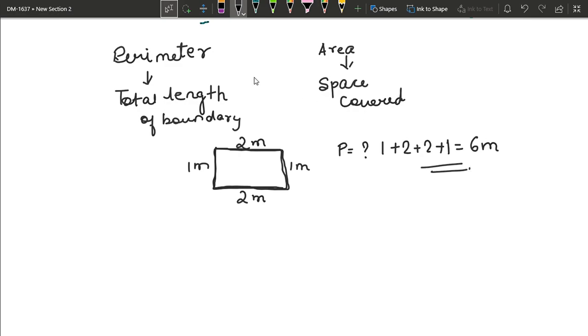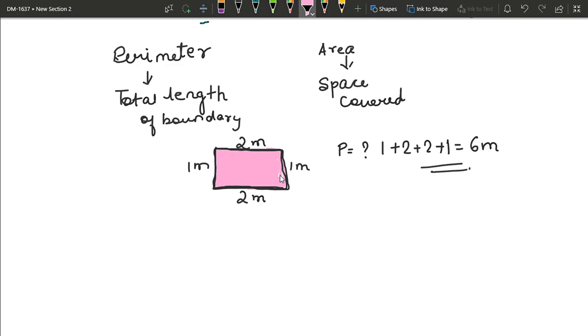And when I say area, area basically means the inside of this, or the space occupied. Suppose you have a book and you keep it on a table. How much space that book is taking will be called my area. So now I hope you are clear with what a perimeter is and what an area is.